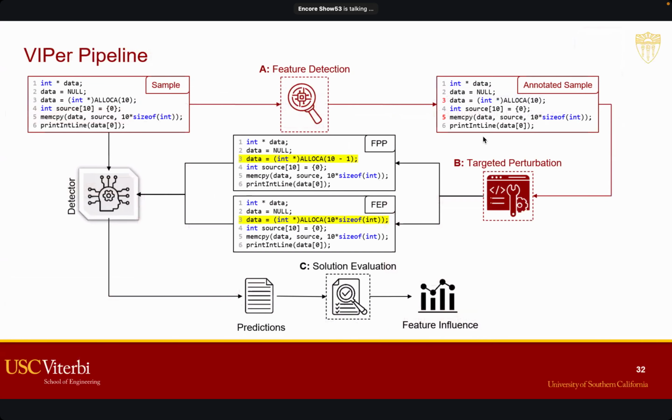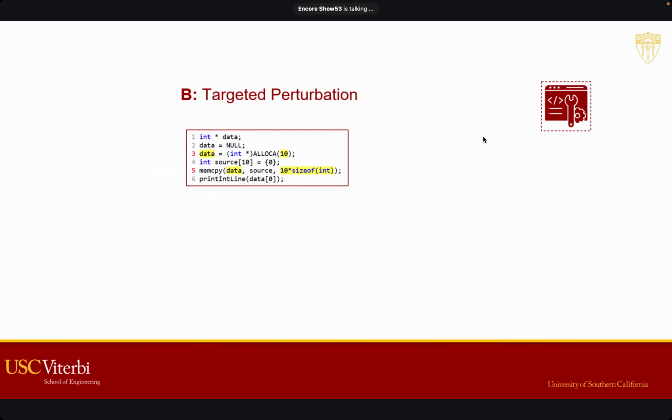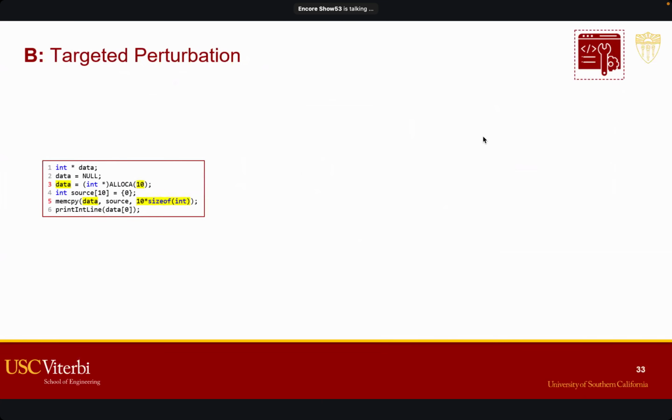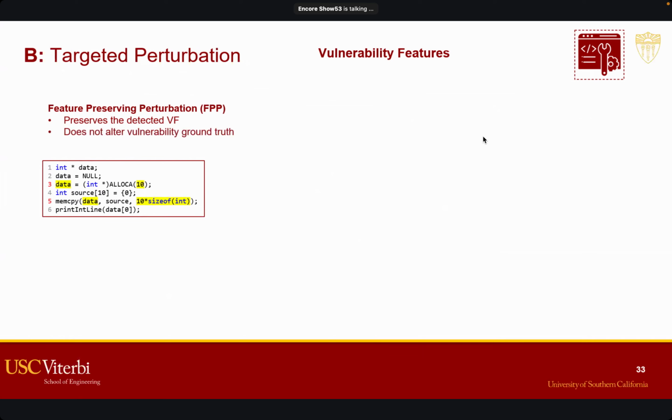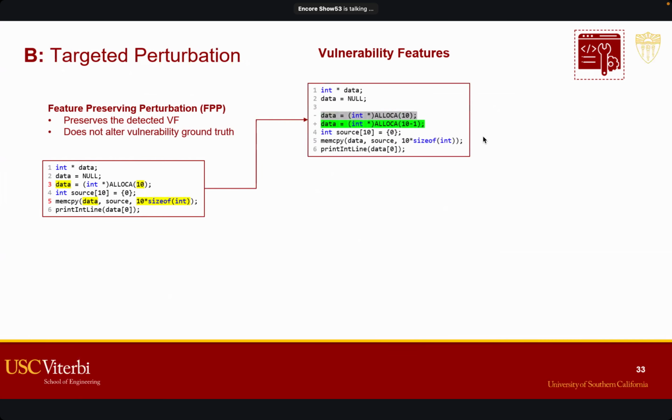So now that we have our annotated sample, we generate perturbations. Like we mentioned before, for vulnerability features, we generate 2 types of perturbations. The first is a feature-preserving perturbation. This is the trivial change we mentioned at the start of our talk. What it does is not remove the detected vulnerability feature, and therefore it does not alter the vulnerability ground truth. So it looks something like this, as you can see. We're just changing the size of the data to be 10 minus 1, which does nothing to fix the vulnerability.